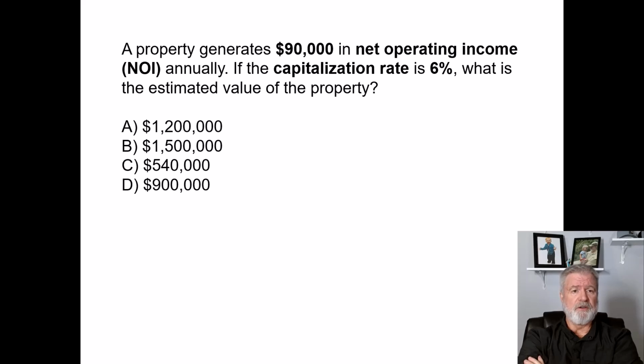All right, so we know the annual income is $90,000. The cap rate is 6%. What's the value of the property? Well, if you have that formula, it should be pretty simple here: your income, which is 90,000, divided by the cap rate, 6%. What is the value?